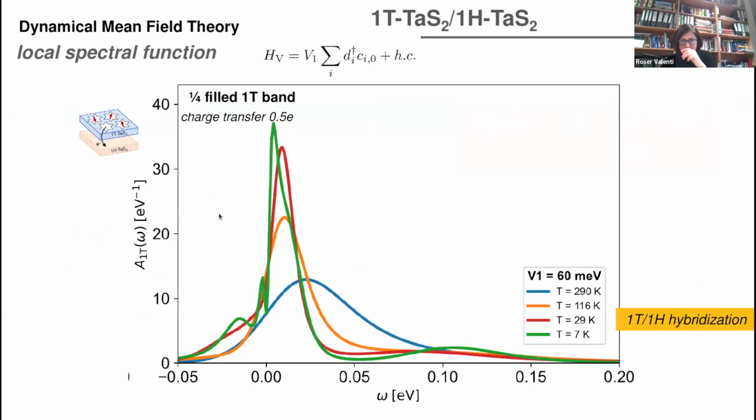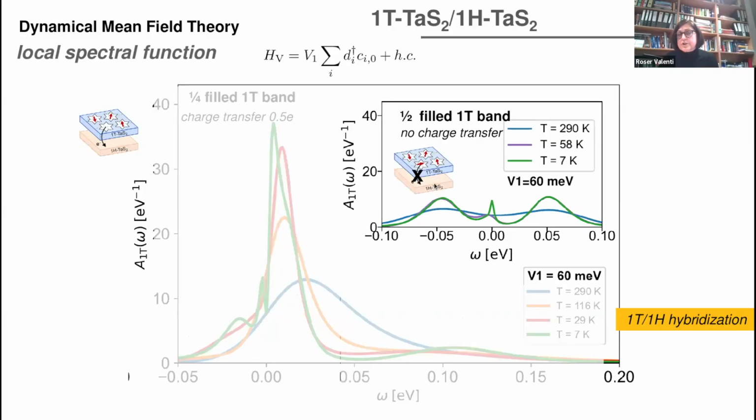So how does that now translate in terms of the local spectral function? If we now plot the local spectral function for this quarter-filled case, so when there is a charge transfer of 0.5, at the realistic values, then one can observe that the spectral function, as a function of going down in temperature, builds out this quasi-particle peak. Of course, it's asymmetric. And then here are the upper and the lower Hubbard band.